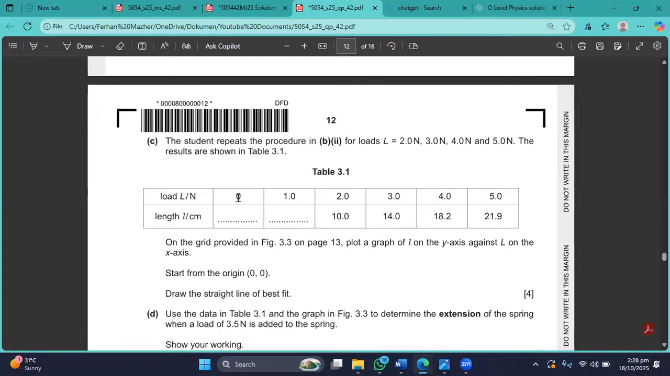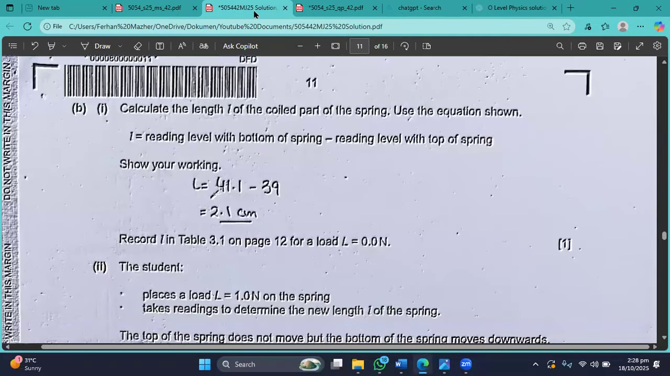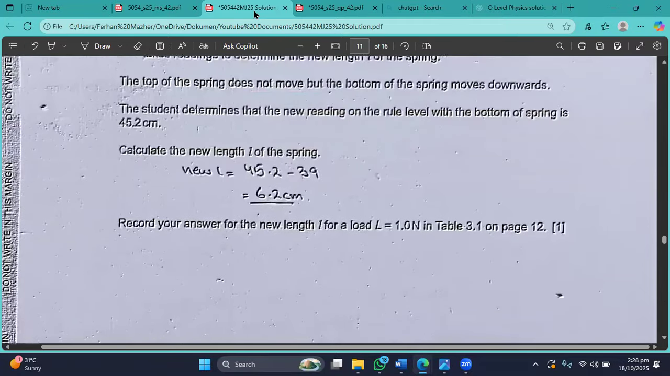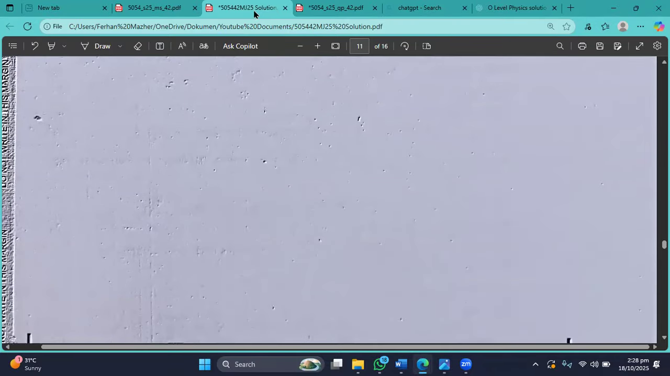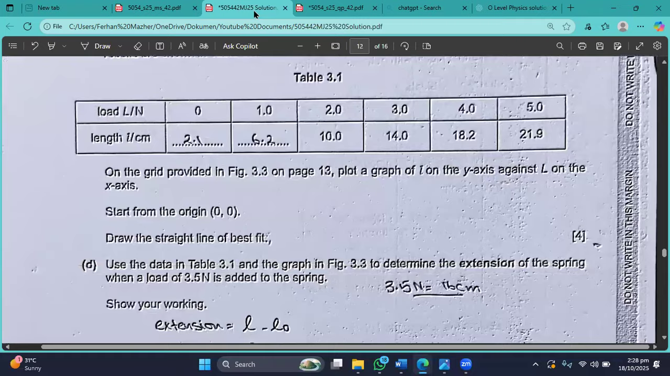So when the load is 0, what is the length of the spring? When the load is 1 Newton, what is the length of the spring? We have done that. The length of the spring when the load is 1 Newton will be 45.2 minus 39. That will be 6.2 centimeters. And then I will put that value in this table. So when the load is 0, the length of the spring is 2.1. We call it unstretched length. This is L naught, or you can say capital L. And when the load is 1 Newton, the length is 6.2 centimeters. We call it L, or stretched length.